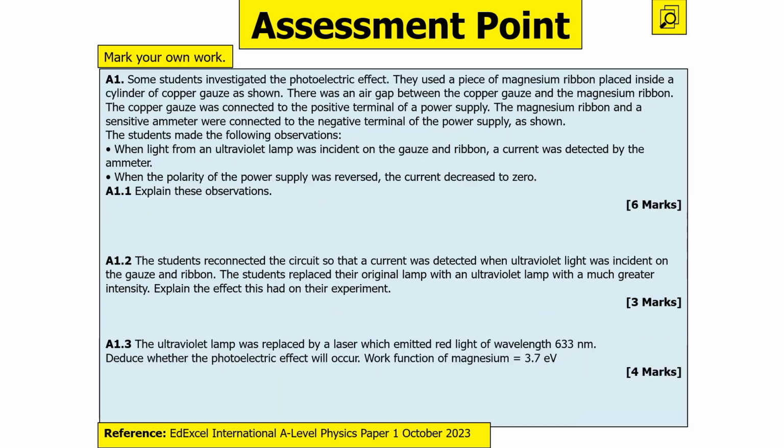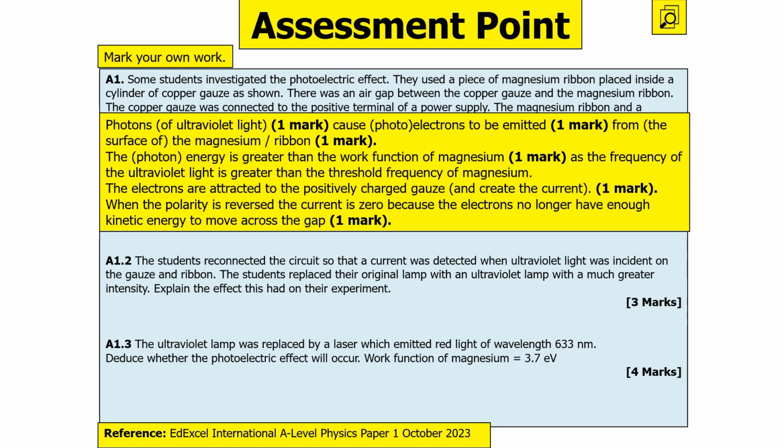Right, in this first one, photons of UV light will cause electrons to be emitted from the surface of the magnesium. Now the photon energy must therefore be greater than the work function of the magnesium, as the frequency of the UV light is greater than the threshold frequency of the magnesium. Now electrons are attracted to the positively charged gauze because it's a negative going to a positive, and this creates a current. Now when the polarity is reversed, the current is 0 because the electrons will no longer have enough kinetic energy to move across the gap and create a current.